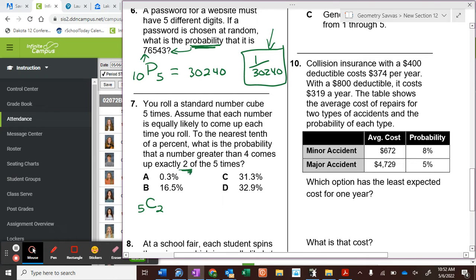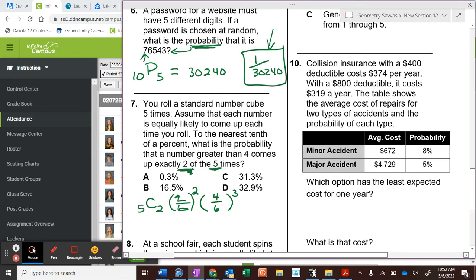Now, 2 is successful. So you have to figure out what the probability of success is. Well, the probability that a number greater than 4 comes up. When you roll a die, how many numbers greater than 4 are there? 2 out of the 6. And you take it to the success one, which is the second power, because you want exactly 2 times. Then how many numbers are left over after the 2 out of 6? 4 out of 6. And how many times are you going to be unsuccessful? 3, because there's 5 times, 2 times successful, 3 times unsuccessful. That's where the numbers come from.